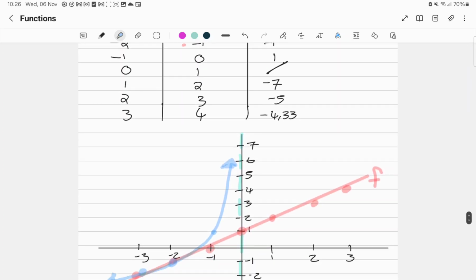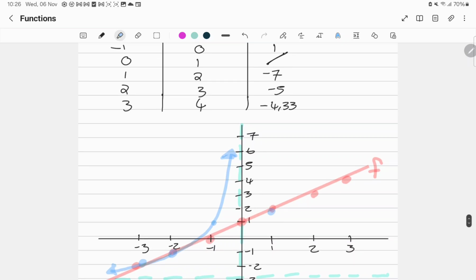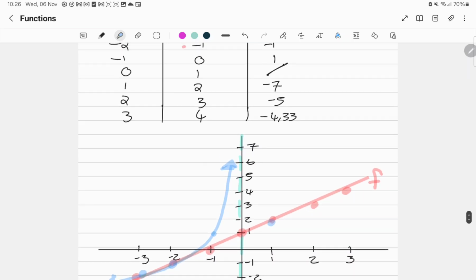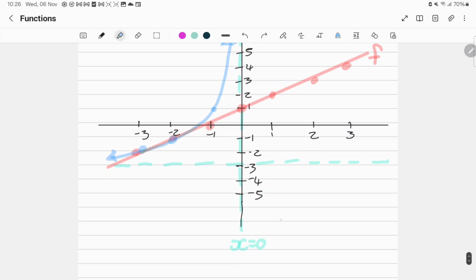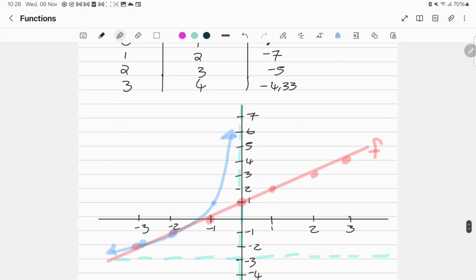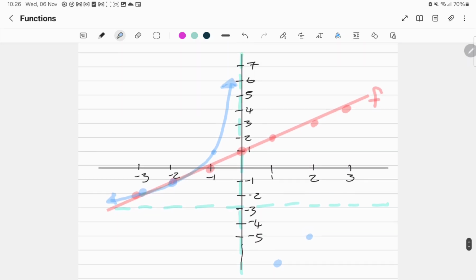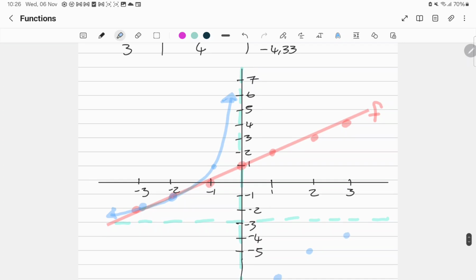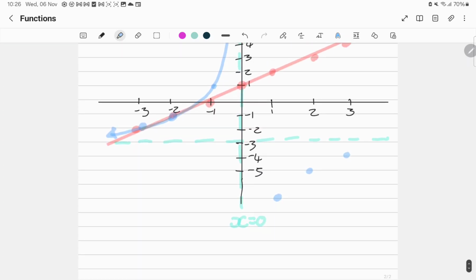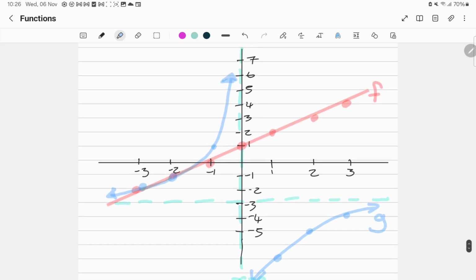So now at 0, okay, then at 1, I have negative 7, sorry, at 1 I have negative 7. Then at 2 I have negative 5. And then at 3 I have negative 4,3. So now I can see, okay, wait, this one is going to start going upwards like that. Okay, and then that is my g graph.